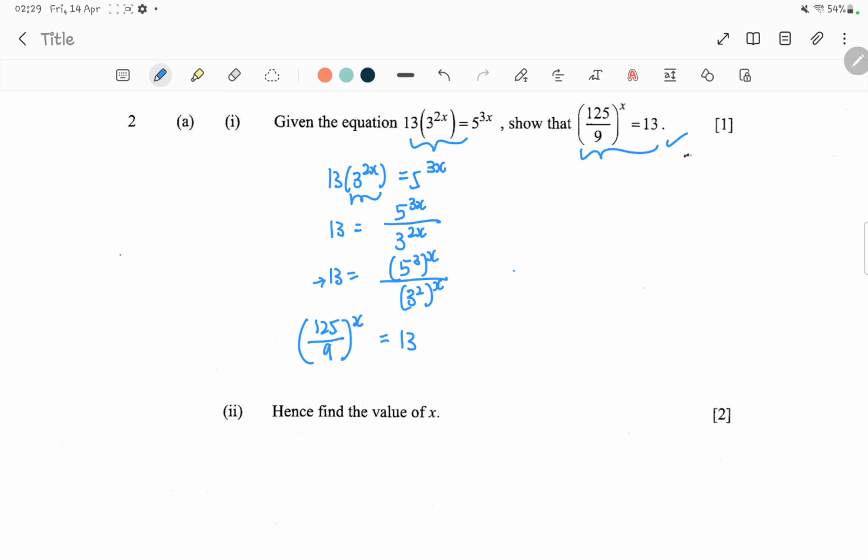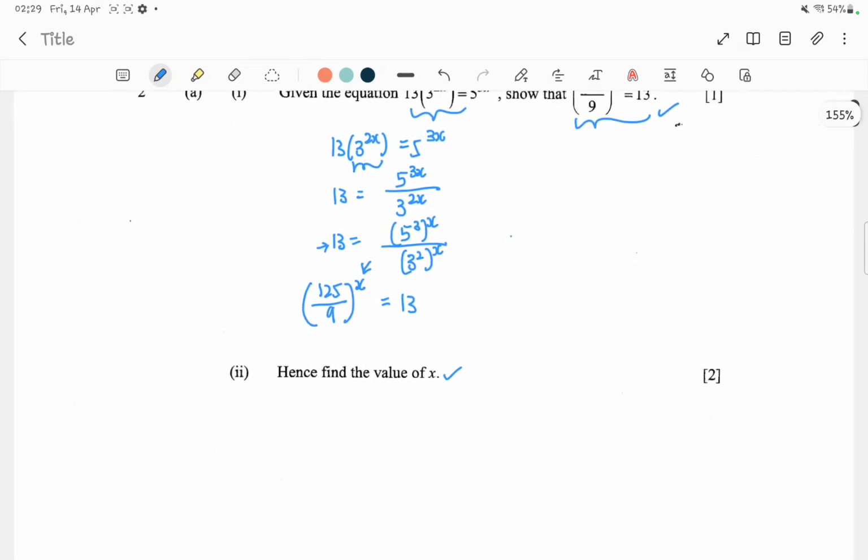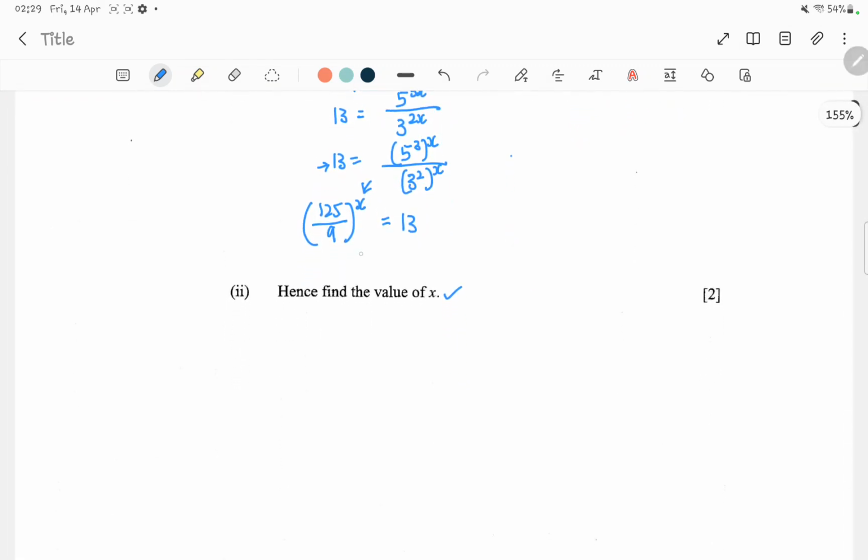Next, the question asks us to find the value of x. Now, if you are asked to find the value of x, where this x, which is the unknown, is in the power, chances are you will need to use logarithm. So over here, again, I'm going to copy down this equation over here. 125 divided by 9 whole thing to the power of x equals 13.